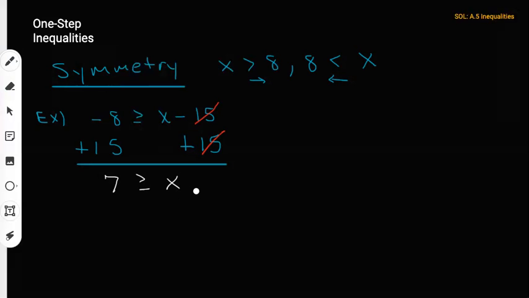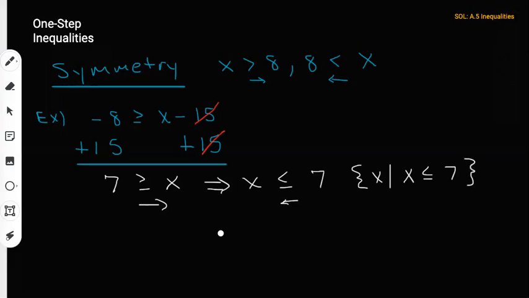Now, if I wanted to flip this around, how would I do it? If I was to put x on the left side and put 7 on the right side, what inequality symbol would I have to choose? Obviously, the symbol would have to point at the x, right? So I need to choose a symbol that points at the x. And now I've got it. x is less than or equal to 7. So now I can do my solution set: all real numbers x, such that x is less than or equal to 7.